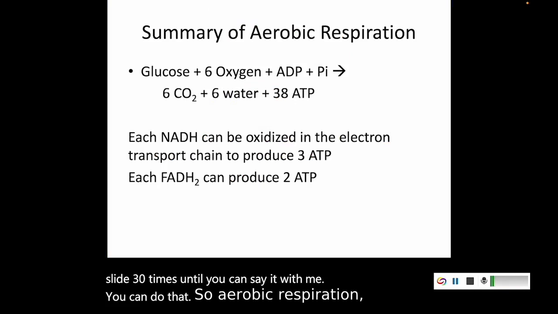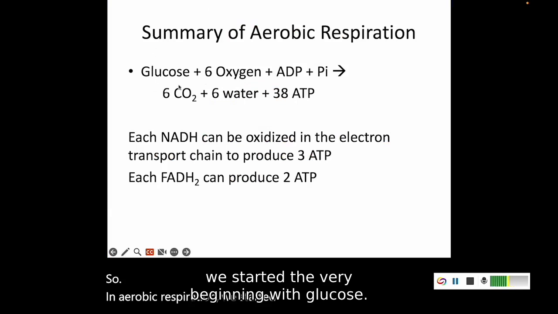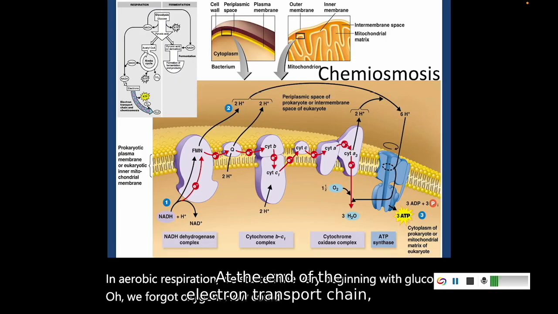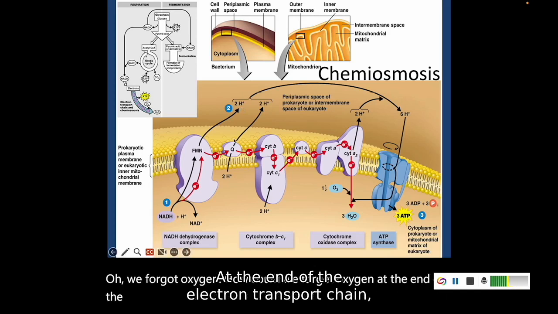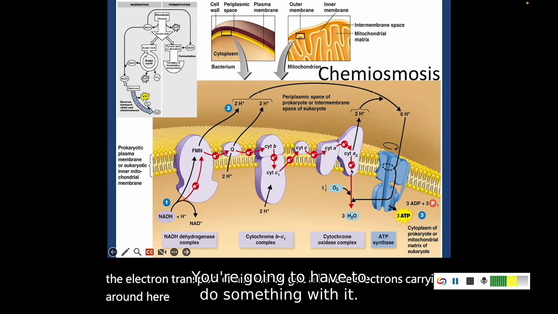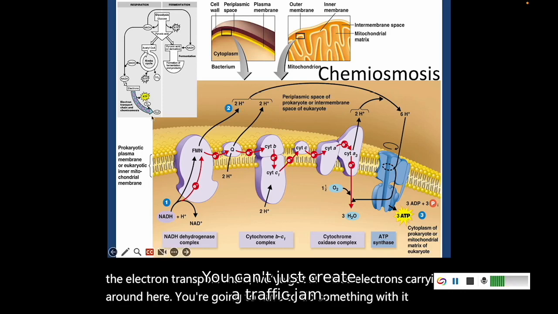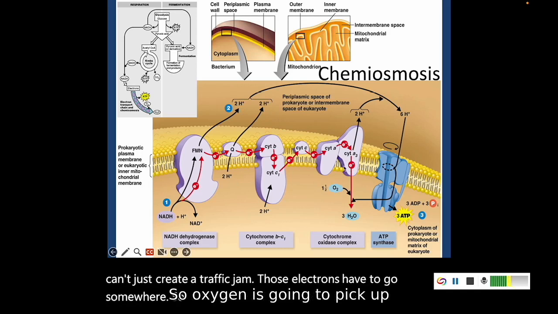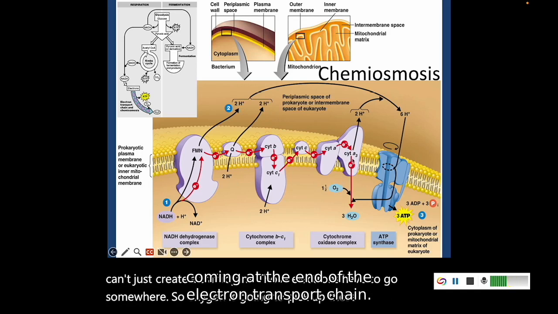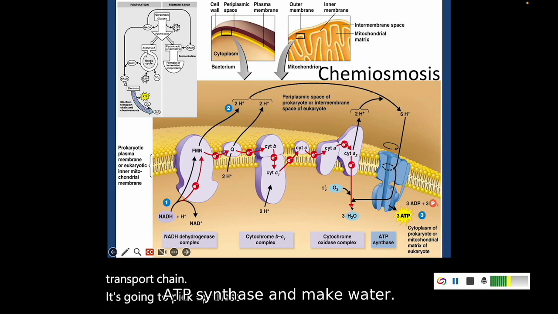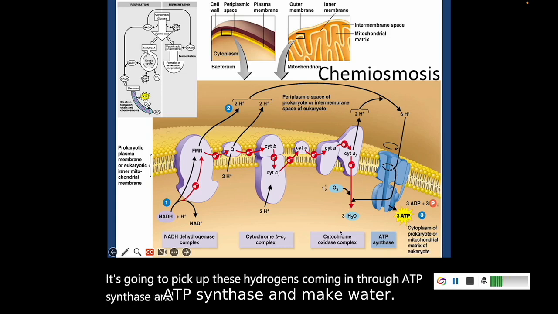So, in aerobic respiration, we start at the very beginning with glucose. Oh, we forgot oxygen. How could we forget oxygen? At the end of the electron transport chain, we've got all these electrons carrying around here. You're going to have to do something with it. You can't just create a traffic jam. Those electrons have to go somewhere. So oxygen is going to pick up these electrons that are coming at the end of the electron transport chain. It's going to pick up these hydrogens coming in through ATP synthase and make water.